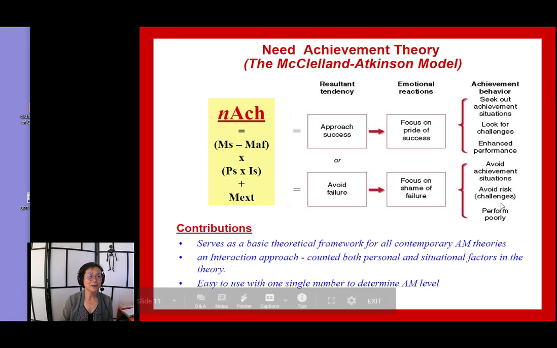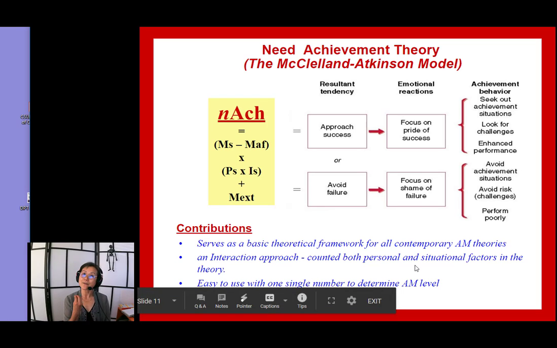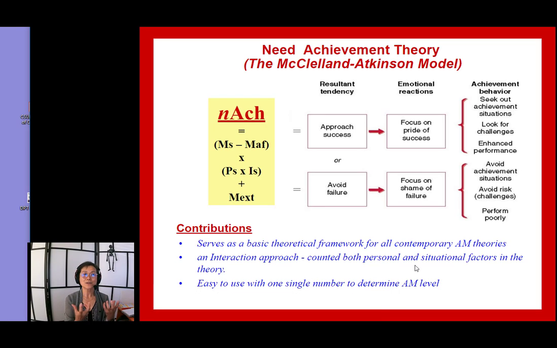And it took an interactional approach. Like I said, they counted what? Personal factors and situational factors are right here, and it took the interactional approach, which is recommended to understand motivation. What makes people motivated? Because of our personal factors, because of our situational factors. Because of that, this theory served as a basic theoretical framework for all contemporary achievement motivation theories. A lot of terminologies came out from this theory.